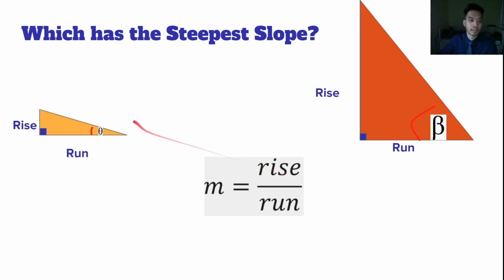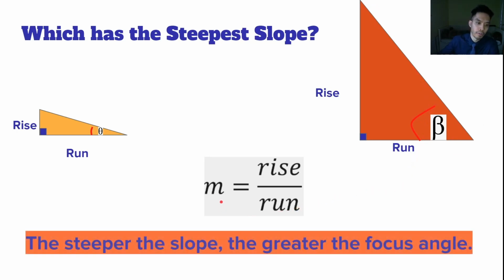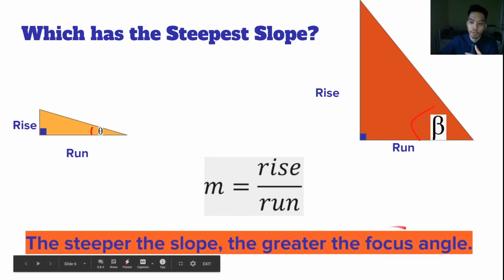Now, we want to connect this part here. Slope is actually connected to the angle here, this focus angle. For this low, small slope, we have a small angle. For a huge, steep slope, we have a big angle. So, the steeper the slope, the greater the focus angle.